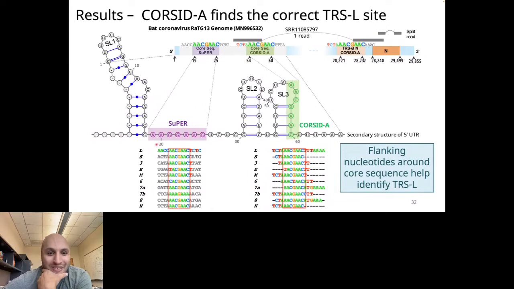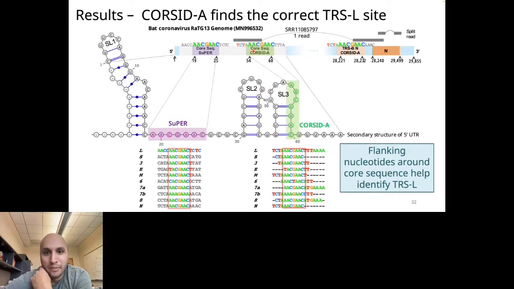I'm showing you here a solution for a beta coronavirus. You can see there was a difference in what super identified. Super identified this to be the TRS-L sequence, and in particular, this to be the core sequence. And what we did is we identified the core sequence to be actually over here. There's no difference in nucleotides of the core sequence: AACG, AAC, it's exactly the same here. However, compared to the super solution, our solution is actually correct.